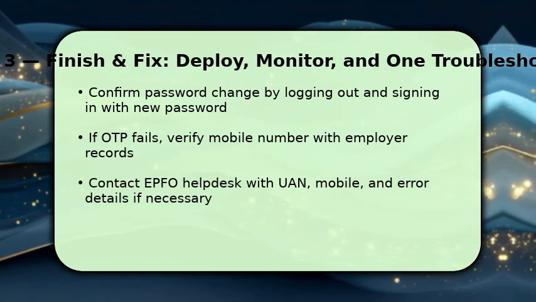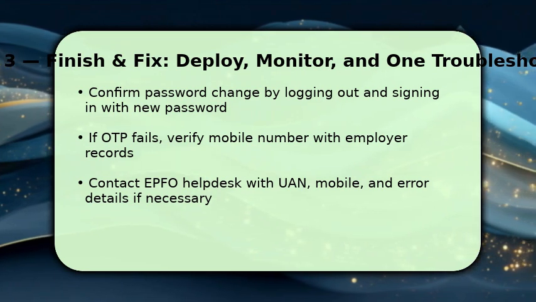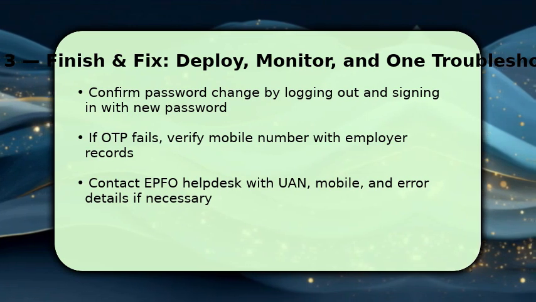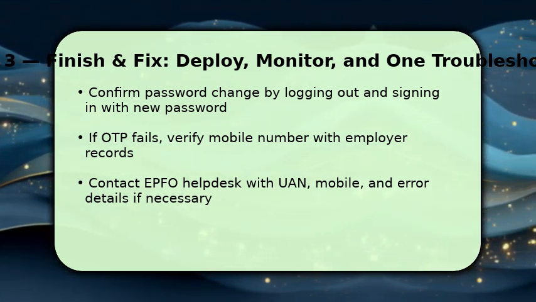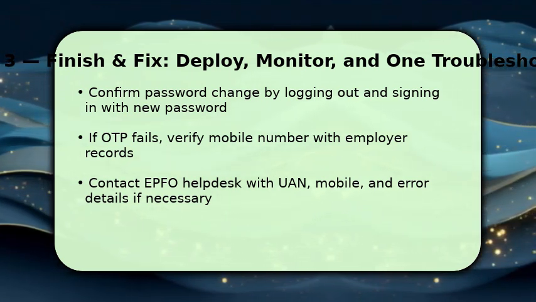If OTPs do not arrive, make sure your mobile number matches the one linked to the UAN. Contact your employer to update it if needed. If you encounter persistent errors, note the exact error message and time, then reach the EPFO help desk with your UAN and mobile details. They can reset or advise next steps.